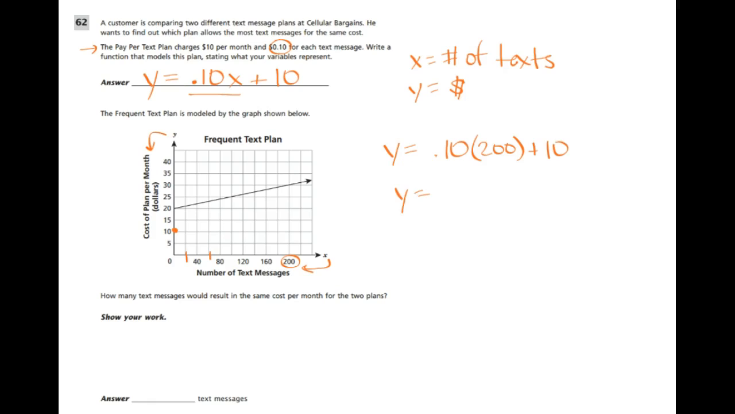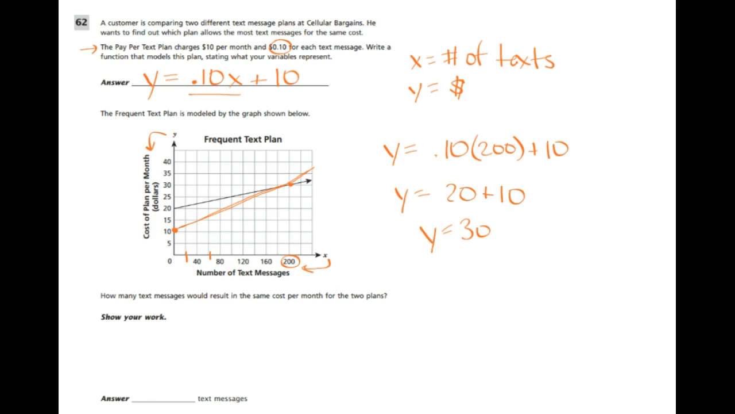So you can use a calculator for this part too. You can do 10 cents times 200. I know that that just moves the decimal over once, so that's 20 bucks plus 10 bucks, and that's 30. So I know at 200 texts, this plan costs $30, and I actually did not plan on picking the one that met the other line. This would keep going up. That's a terrible looking line.